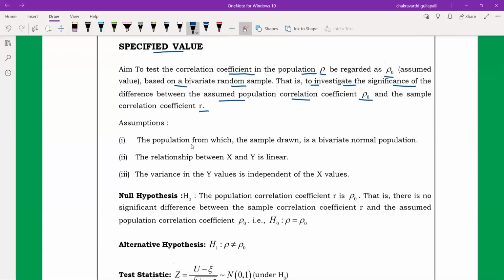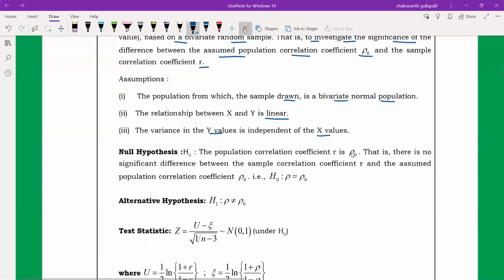Now assumptions. The population from which the sample is drawn is a bivariate normal population. That is very, very important. The relation between X and Y is linear. One more important assumption: the variance in the Y values is independent of the X values.